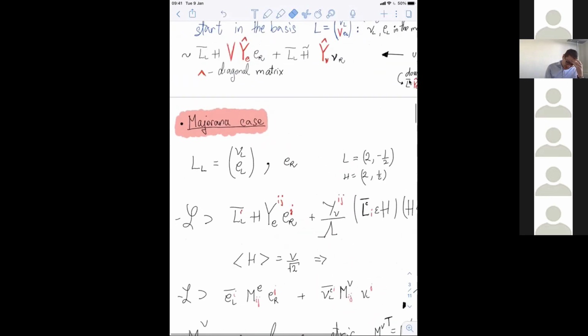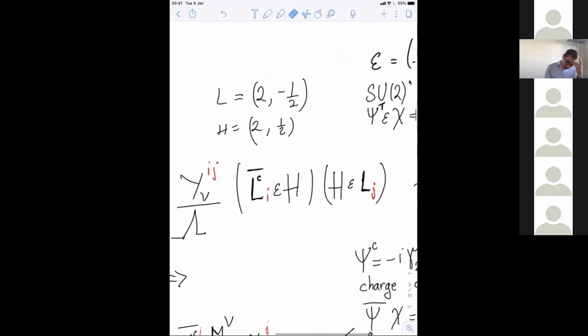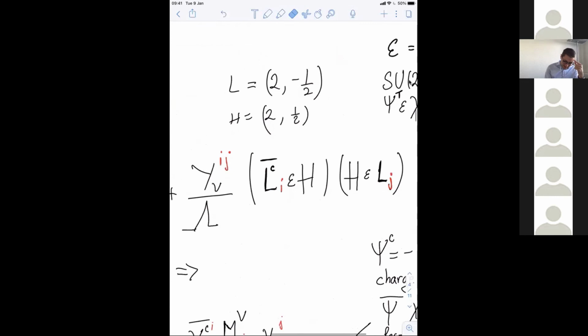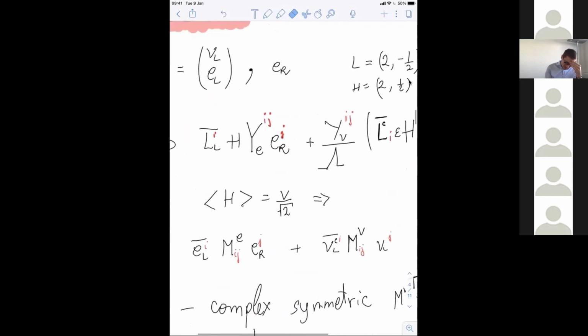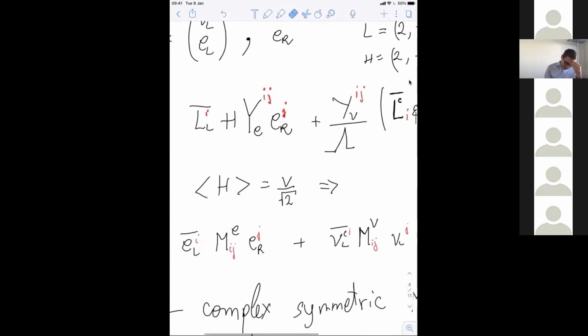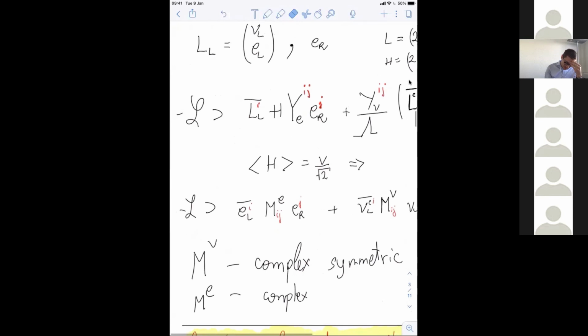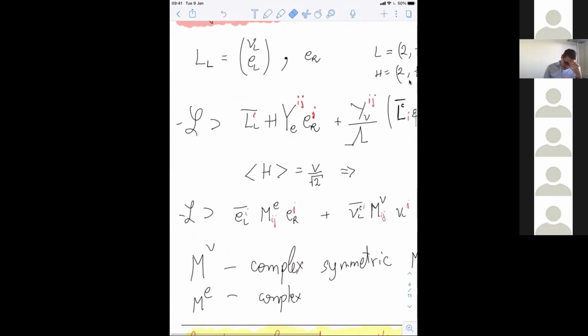But how then do neutrinos get mass? Well, we have the Weinberg operator, a dimension 5 operator with some scale, which will give us, when electroweak symmetry breaking happens, a mass term for Majorana, a mass matrix. But in this case, it's a bit different because the Majorana mass matrix is complex symmetric.